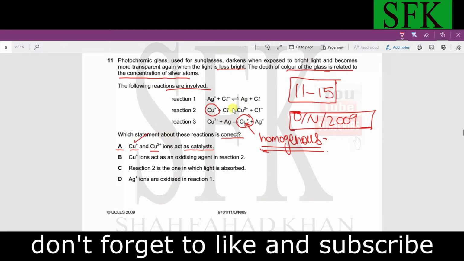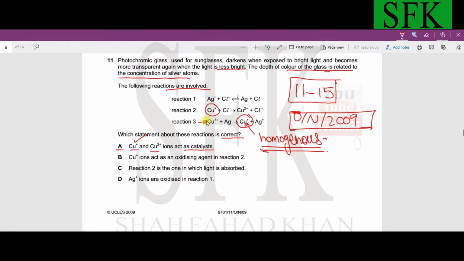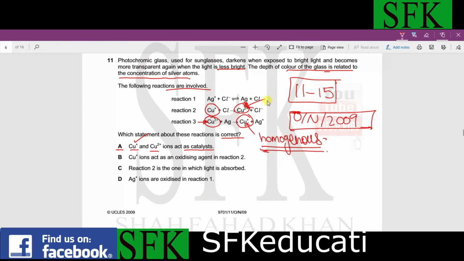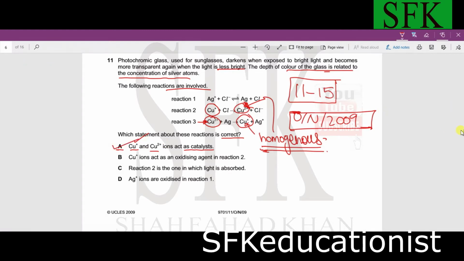What about the Cu2+ ion? If we consider reaction 3 to be occurring first, then Cu2+ has been used up over here and has been regenerated over there. So again, Cu2+ ions are also acting as homogeneous catalysts. Therefore, yes, option A is correct. Now let's move on to the next question.